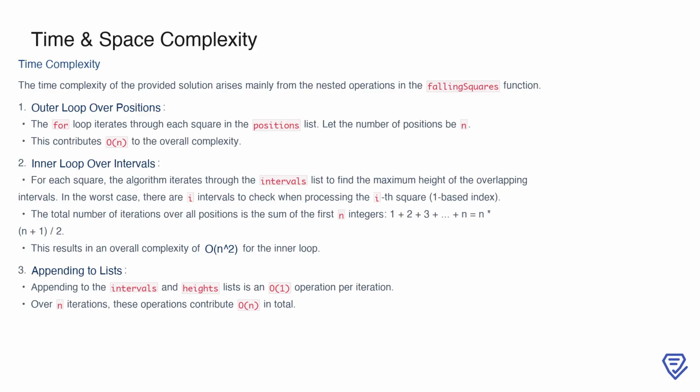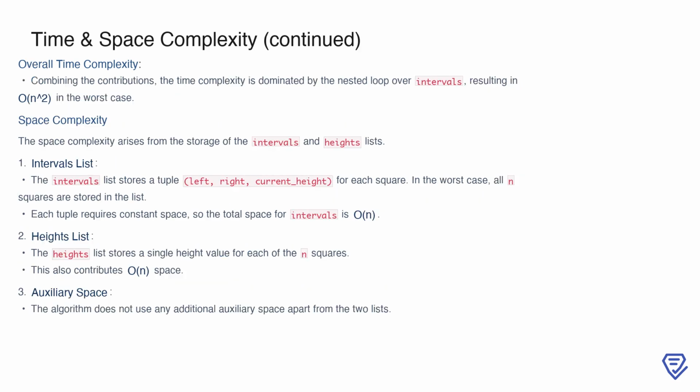Finally, appending to the intervals and heights lists happens in constant time per iteration, and since there are n iterations, this contributes an additional n. However, this is dominated by the nested loop, leading to an overall time complexity of n squared. Now, combining all the contributions we discussed, the time complexity is dominated by the nested loop, which results in O(n²) in the worst case.